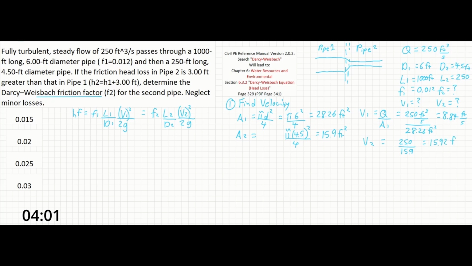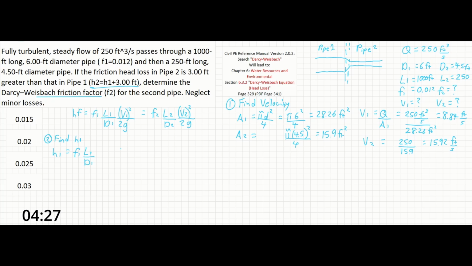So now that we have everything we need for the Darcy-Weisbach equation, let's narrow down exactly what H2 and H1 are equal to. If we start by solving for just H1, we can write out just half of the equation, stating that H1 equals F1 times L1 over D1 times V1 squared over 2G.